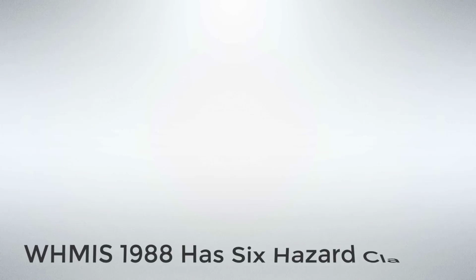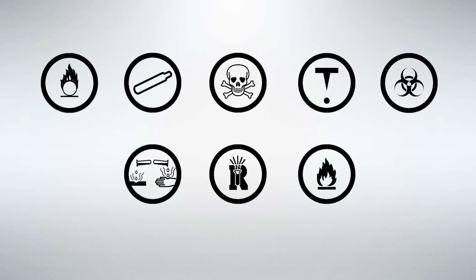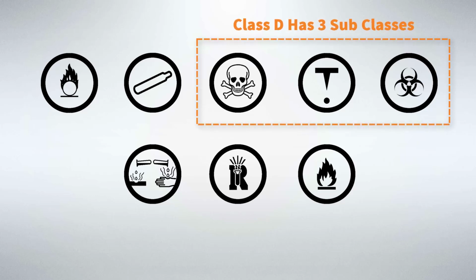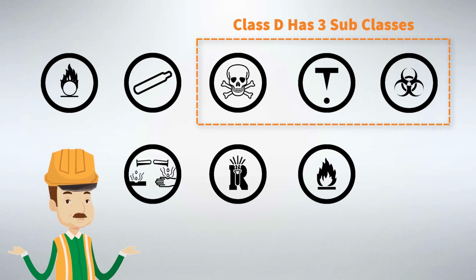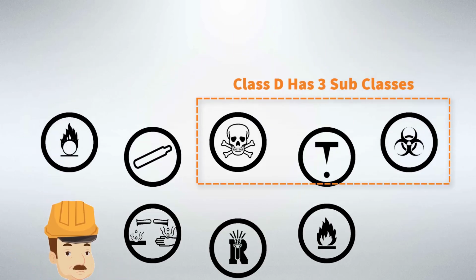In WHMIS 1988, there are 6 hazard classes, and if you're at all familiar with WHMIS, you may know that they're represented by 8 symbols. 8 because one of the hazard classes has 3 subclassifications. Sometimes workers were confused by this and actually thought that there were 8 classes.